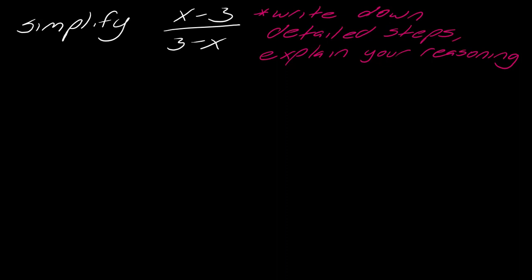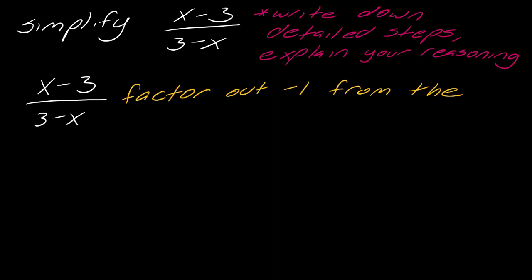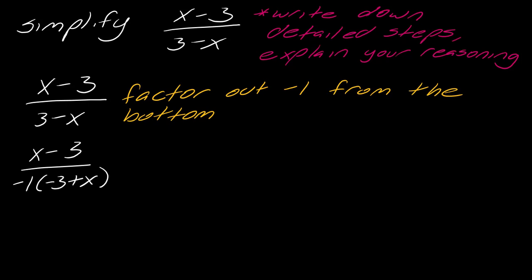Here's what I'm going to do. I'm going to take (x - 3) over (3 - x). The first thing I want to do is factor out -1 from the bottom. So this is going to be x - 3 over, and I'm bringing out -1. This is going to reverse all of the signs here, right? This will become -3 + x. So when you factor out something negative, that should give you all opposite signs.